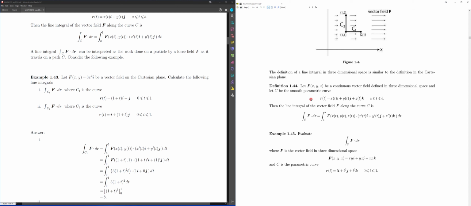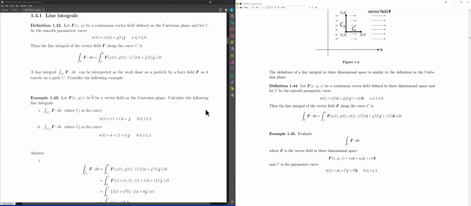The definition for your three-dimensional case is very similar to your definition for the two-dimensional case. Notice what you have over here is your parametric curve. Here, because it's in the plane, you just have x of t and y of t. But here, this is in three-dimensional space, so you have x of t, y of t, and z of t.